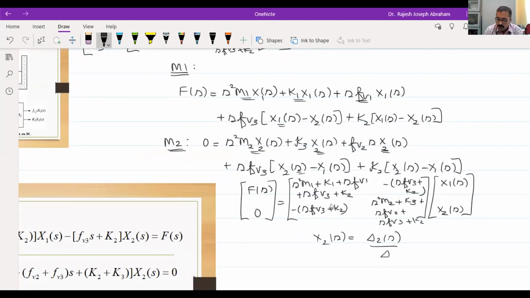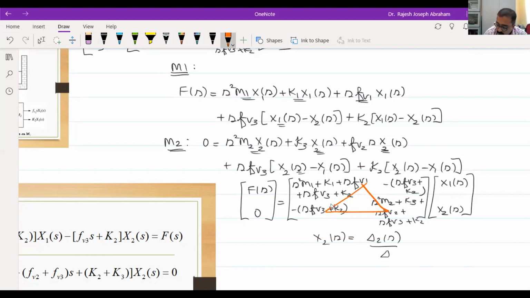What is delta 2? Second column replaced with the force vector. And what is delta? This determinant is what is delta. Okay, and what is delta 2? Delta 2 means the second column replaced with the force vector. That means the first column will be the same and the second column, instead of this, will be F of s, 0. That will give you delta 2. So what is x2? Delta 2 divided by delta.